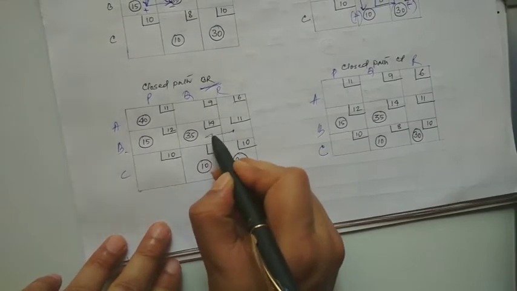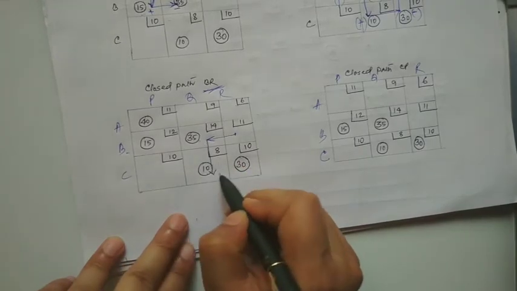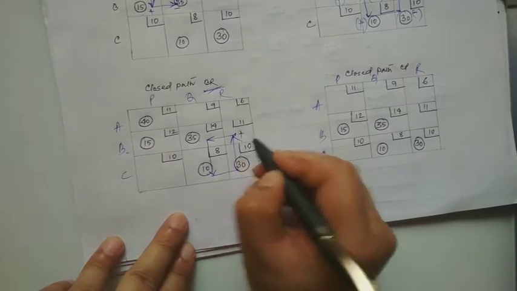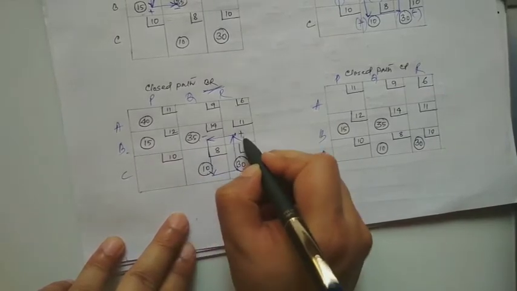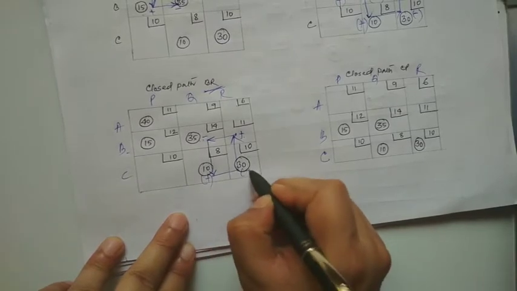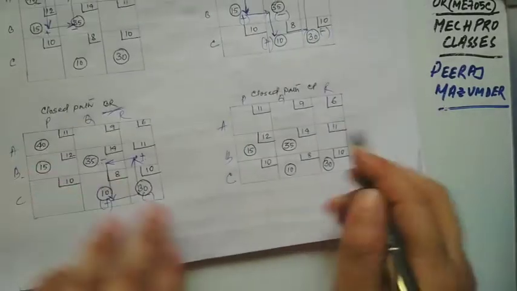This one, again this one, these are allocated cells, we have to take a turn, this one and this one. And alternate plus minus, starting from plus, minus, plus, minus. So you have closed the loop. Now come to the path CP.